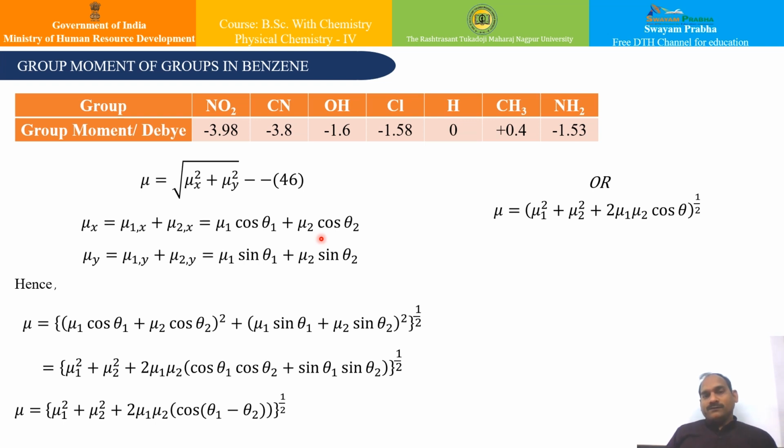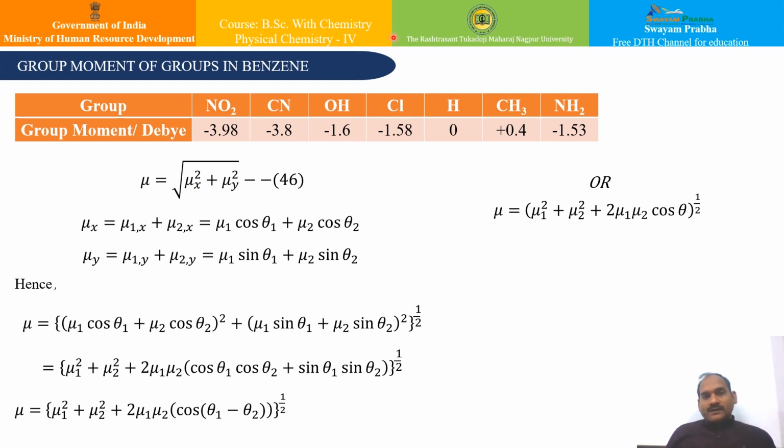So if I consider two bonds, for the first bond, let us say the dipole moment is mu1, and for the other bond, the dipole moment is mu2, and both the dipole moments or the bonds are inclined at an angle of theta, and this angle is basically between the two bonds.